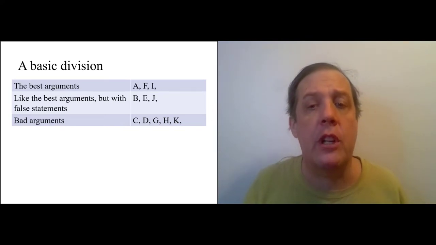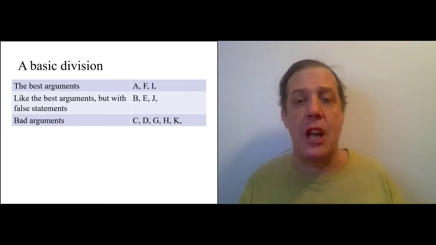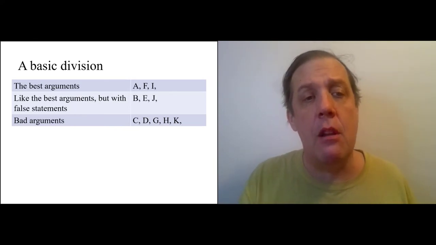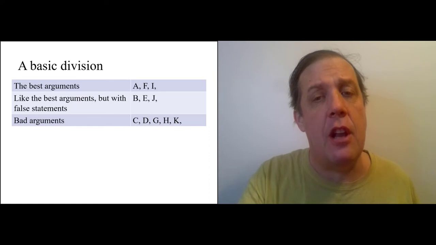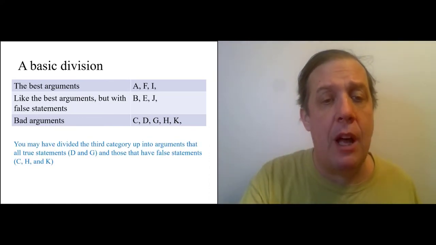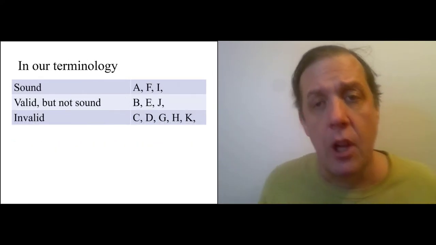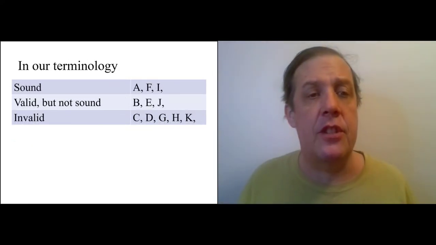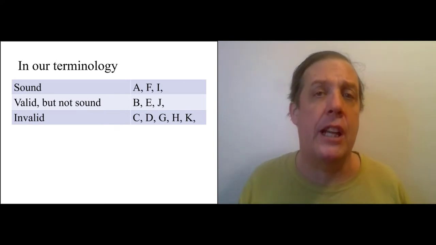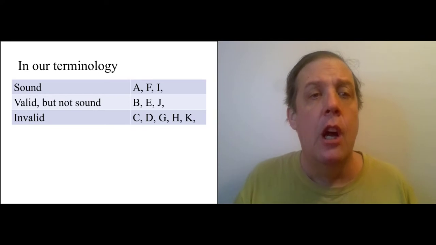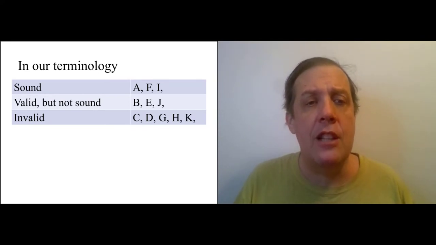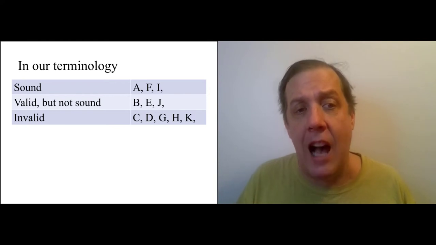If we went further, we could divide this last pile into 2 separate groups, ones that have false statements and ones that don't. But basically, the 3-pile division is easy enough to understand what we're doing because it winds up corresponding to 3 basic ideas in the terminology that is standardly used in critical thinking and logic courses. The best arguments are called sound. The middle class of arguments are called valid but not sound.